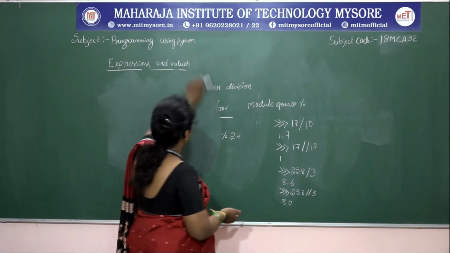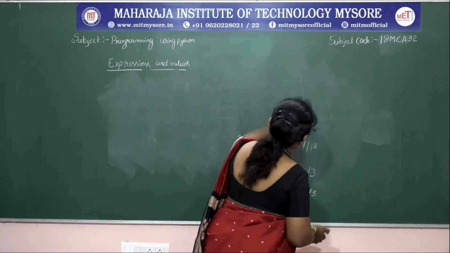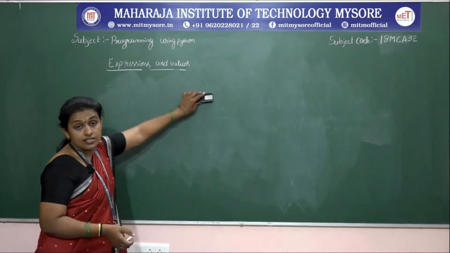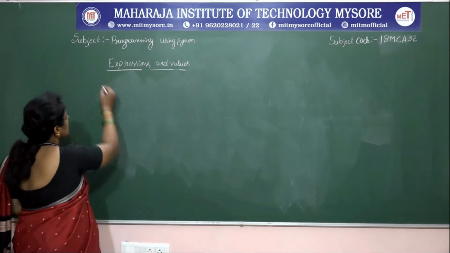How will negative values be evaluated with respect to Python? So I am starting with the addition. Okay.